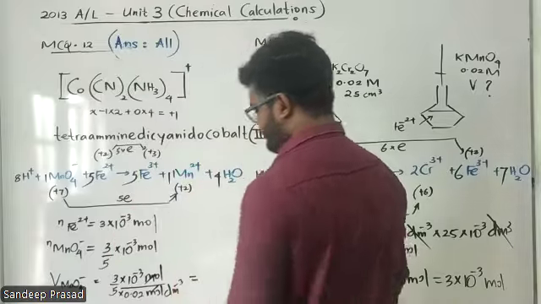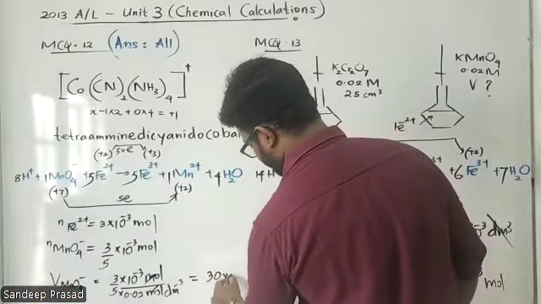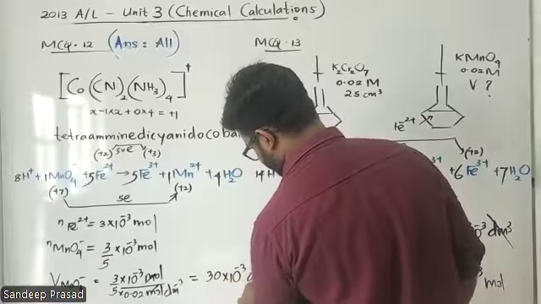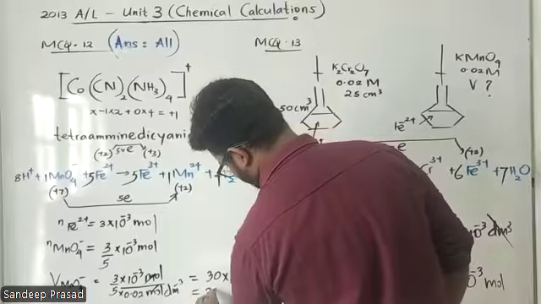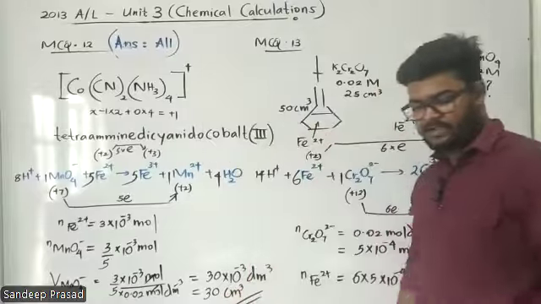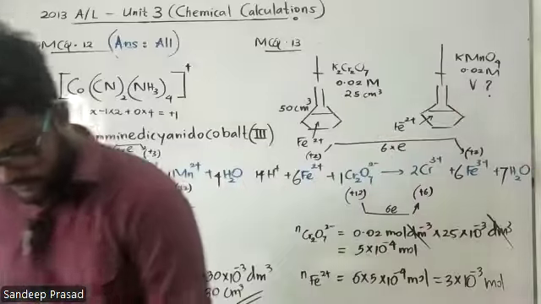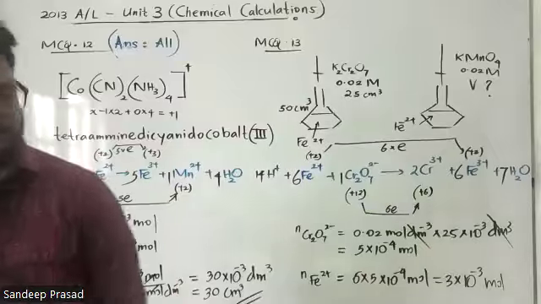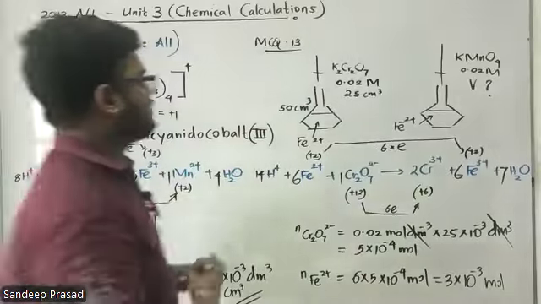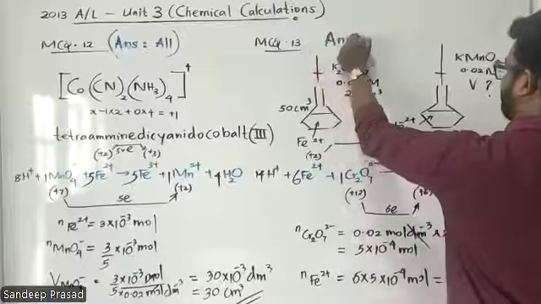So the answer will be 30 × 10^-3 cubic decimeter, which means 30 cubic centimeter. So this is the consumed volume of potassium permanganate. Right, so 30 cubic centimeter is given in option number 5. Yes, the answer is number 5, right? MCQ number 13, answer is number 5.